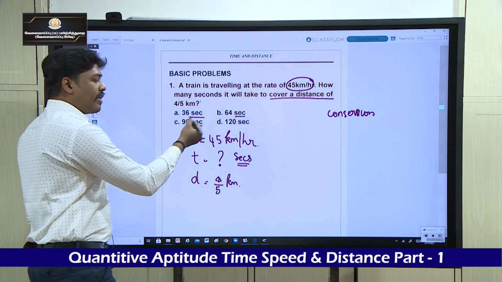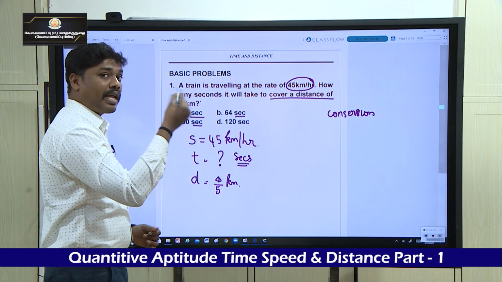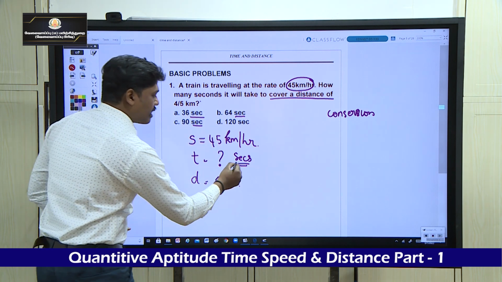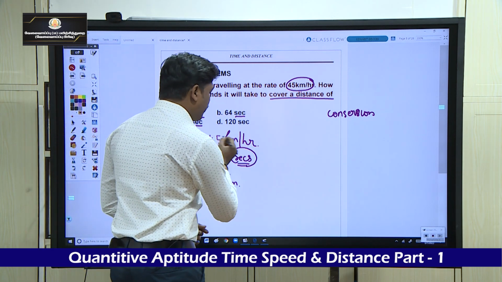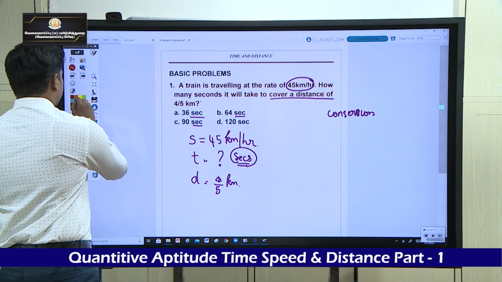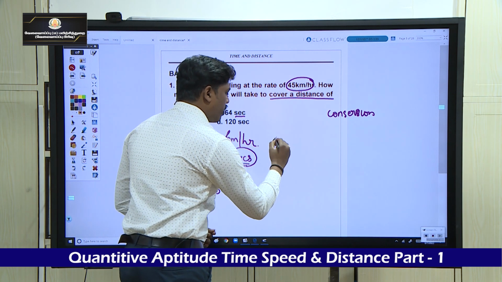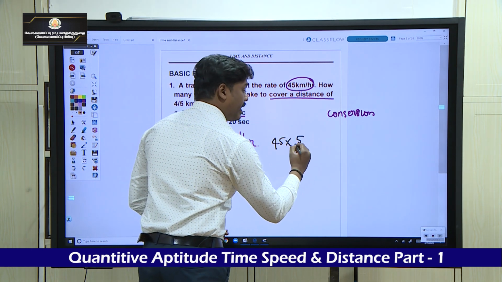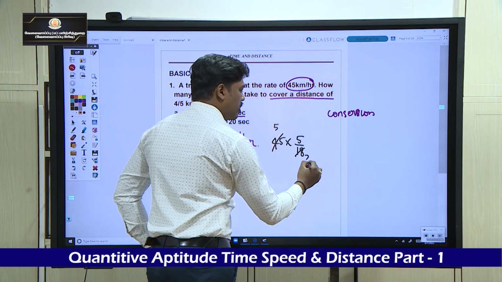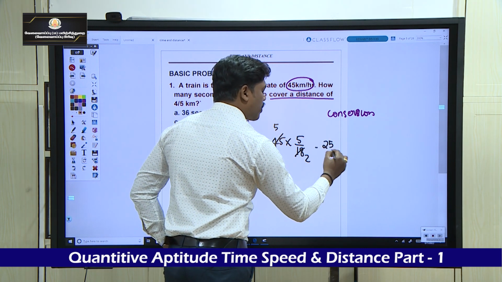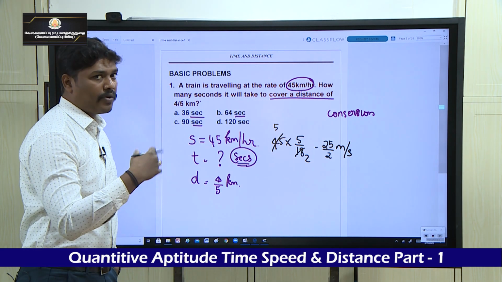So speed they have given in kilometer per hour. Okay. Distance they have given in kilometer. We are asked to find time, not in hours. They are asking to find in seconds. So we have to convert everything here. So first convert the speed. How will you convert? Kilometer per hour to meter per second. So 45 into 5 by 18. Okay. 9 5s are 45, 9 2s are 18. So what I am getting here is 25 by 2 meter per second. That is the speed of the train after converting.